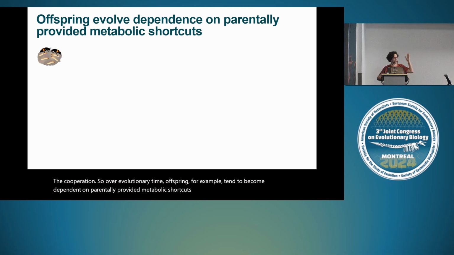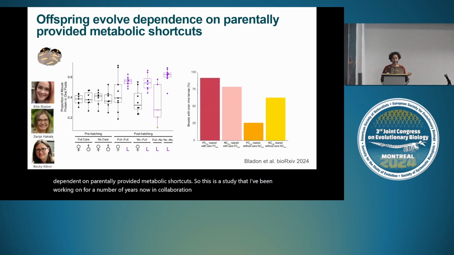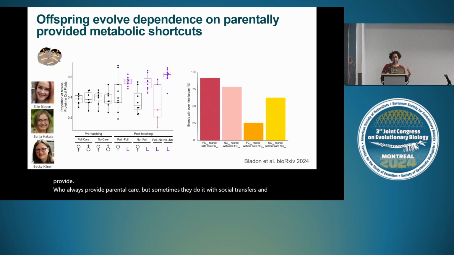So this is a study that I've been working on for a number of years now in collaboration with Becky Kilner's group, where they did an incredible experimental evolution study with populations of burying beetles who always provide parental care, but sometimes they do it with social transfers and sometimes without. And so they evolved these populations with and without care through social transfers over about 50 generations.